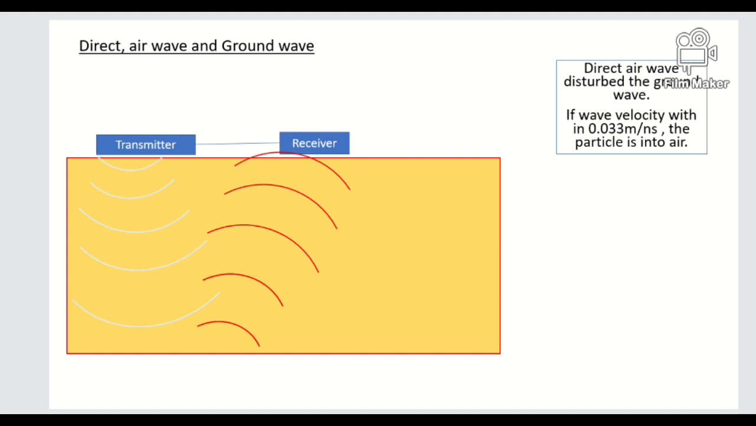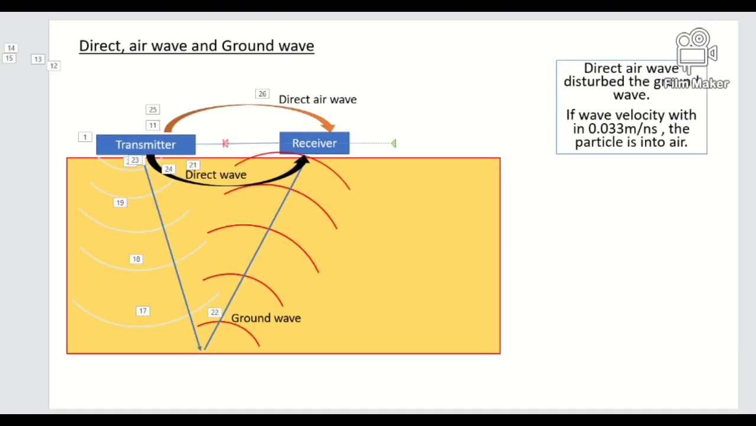Here there are ground waves, but a direct wave can happen, and a direct air wave can also happen and be detected by the receiver, at the same time or at a different time. The receiver can receive the direct wave or ground wave, but it cannot distinguish which is the direct wave and which is the ground wave. So it is a drawback of the GPR method.